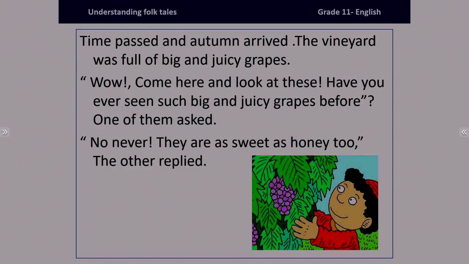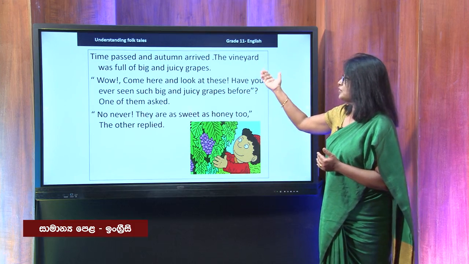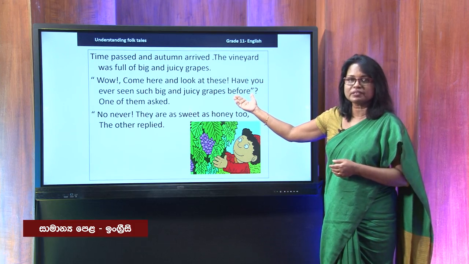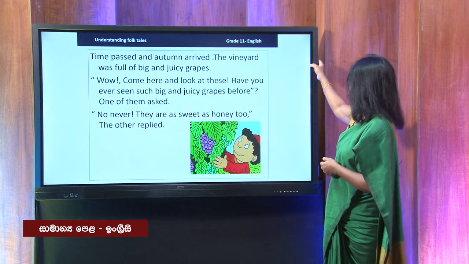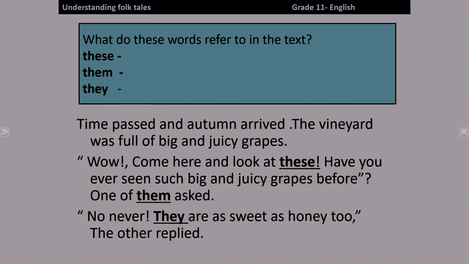When you read this part, you can see what had happened. The plantation had gifted them back the big and juicy grapes. So this is the result of digging of these two brothers. Okay, children, you have an activity here. I want you to read the same part once again and find what these words refer to in the text. I have given you 3 words. These, them, they. As you have read this once, I know you can do it very quickly.